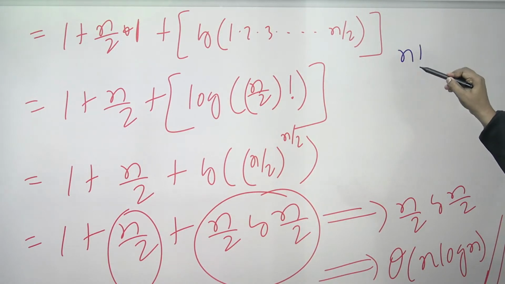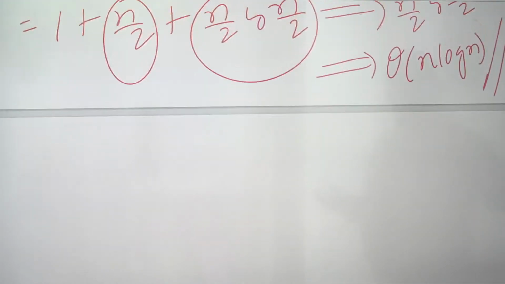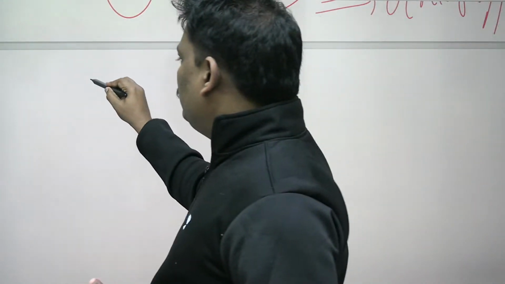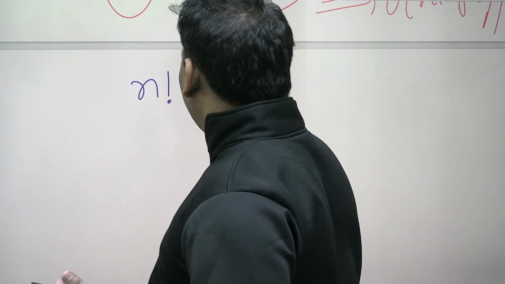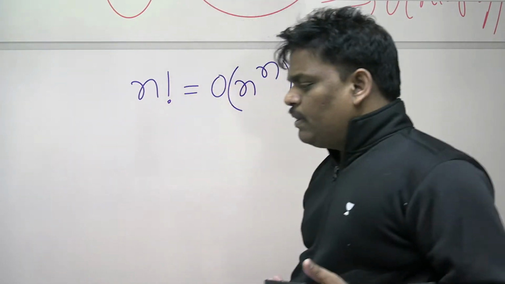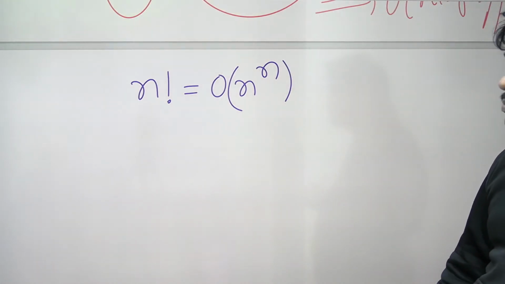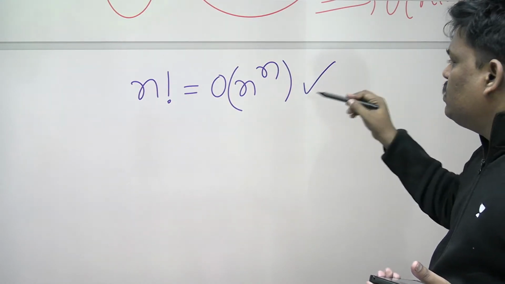Comparing n factorial and n power n, n power n is bigger. Maybe it is not visible, I will write it. Careful everyone. See this: n factorial and n power n. N power n is bigger. Be careful. But remember, this is true.